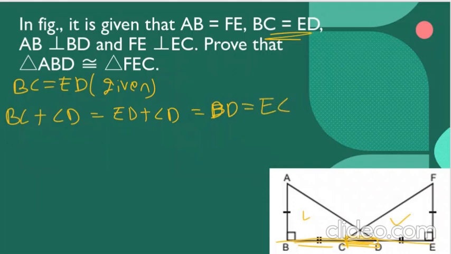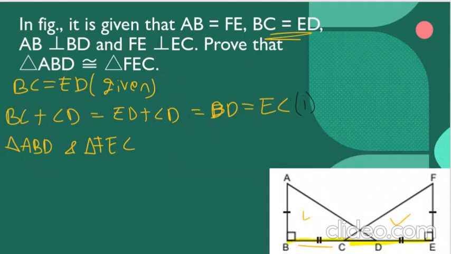Why BD equals EC? See this. You see here, this was BD. This is EC. So the CD was common. I added it to them, so I got this. So let's write it that this is my first equation. Now let's take the two triangles. Now let's say in triangle ABD and triangle FEC.